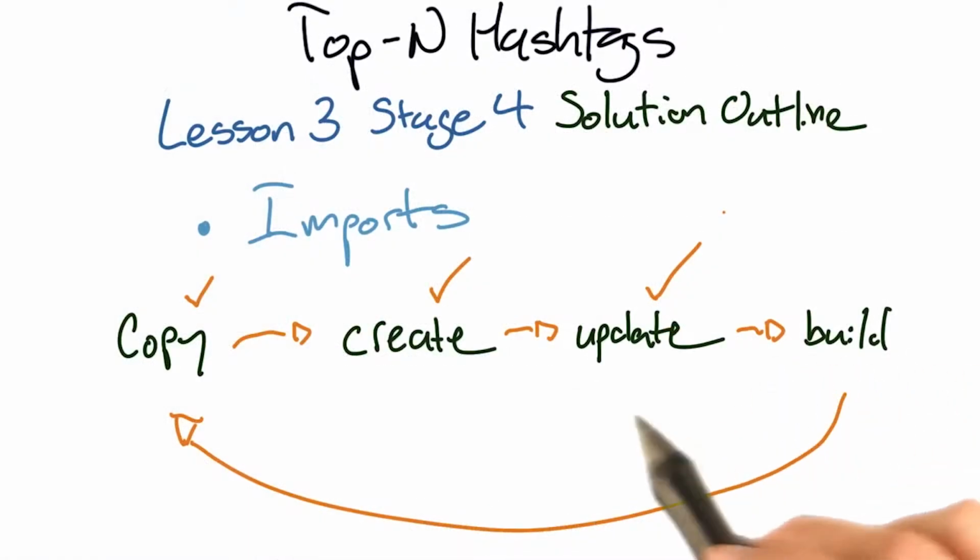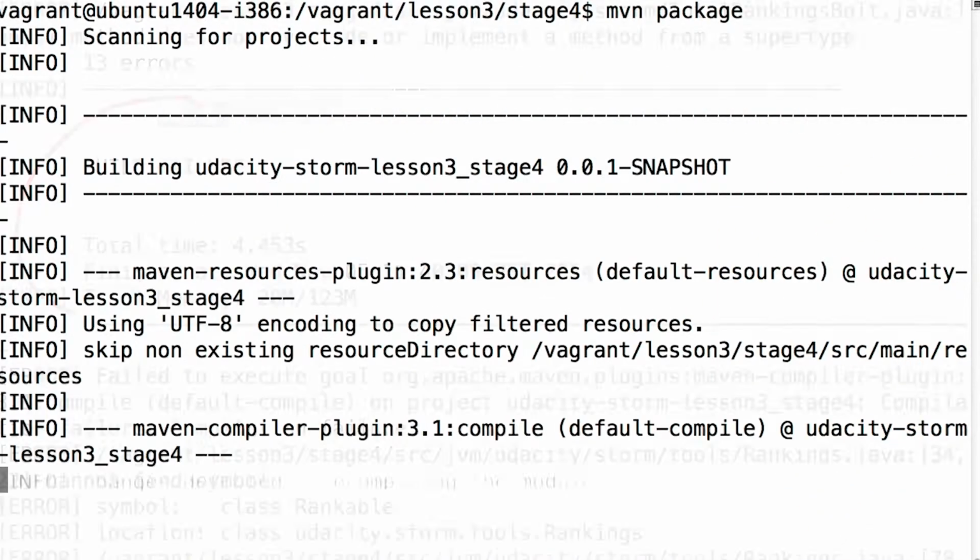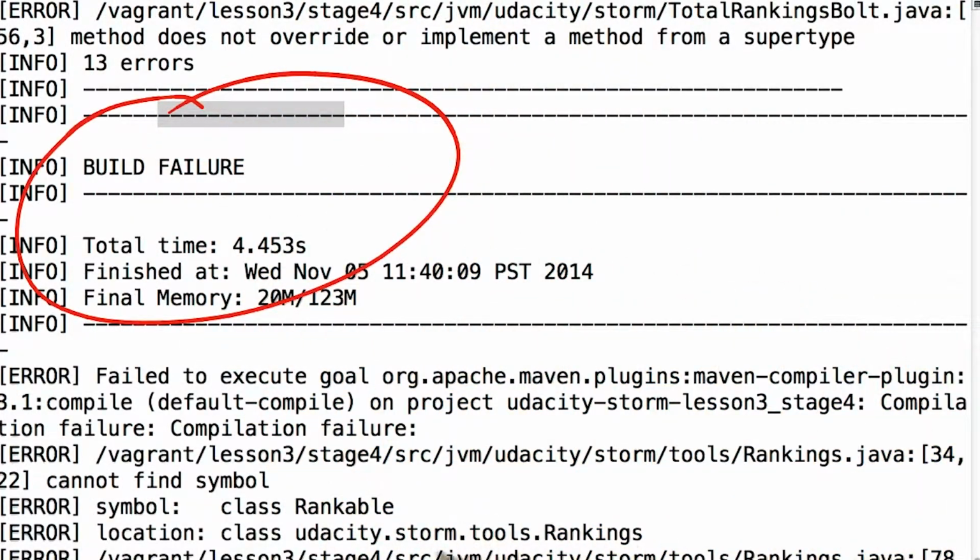Now at this point, without looking too deeply at the code, we might be ready to build. I'll just walk through this to show the types of errors that come up and how you can use these errors to then repeat this entire cycle. We first Maven package, and we see a build failure. And the build failure is that rankable is not in our dependencies.